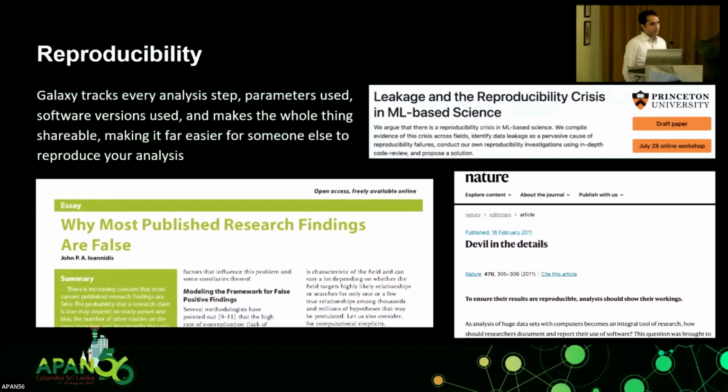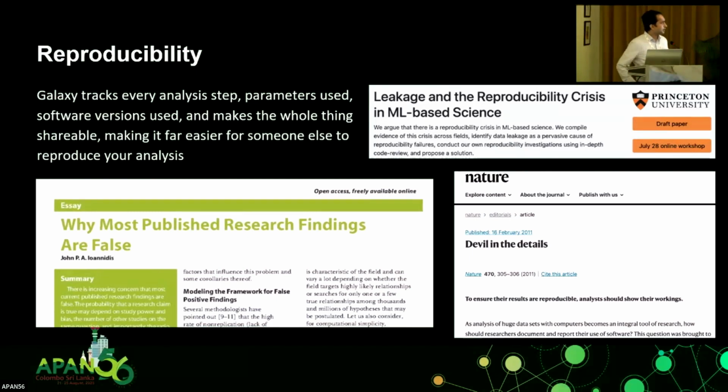Another problem that Galaxy tries to solve quite actively is the reproducibility problem. There's a very strong focus on this. We've all heard about the reproducibility problem in science, where a lot of scientific findings cannot be reproduced. Either the data is missing, methods are missing, the software versions are long gone, or parameters are missing. So it's very difficult for someone else to reproduce your work.